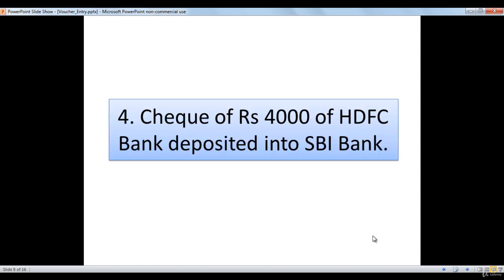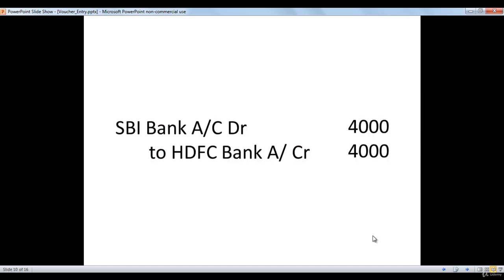Next statement is check of rupees 4,000 of HDFC Bank deposited into SBI Bank. Again, here the transaction has been from one particular bank account to another particular bank account. So the two ledgers are HDFC Bank and SBI Bank. Now you will have to find out which one is the receiver and which one is the giver. So deposited into SBI Bank, SBI Bank is definitely a receiver. This means it falls under debit, and HDFC Bank is the giver, so that falls under credit. So the entry is going to be SBI Bank account debit to HDFC Bank account credit.